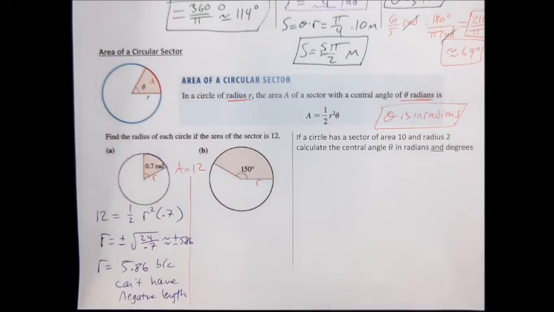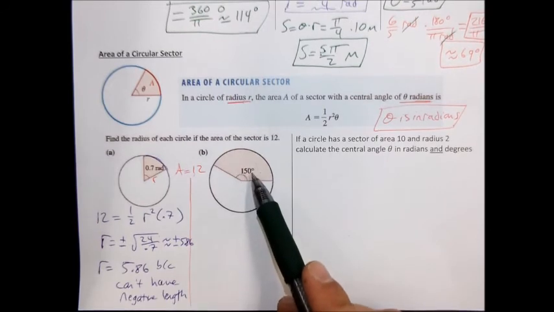We get the 2 because when you square it, it comes out. Yeah. Okay, that one's fine. The other one, very, very similar, but we're given 150 in degrees.